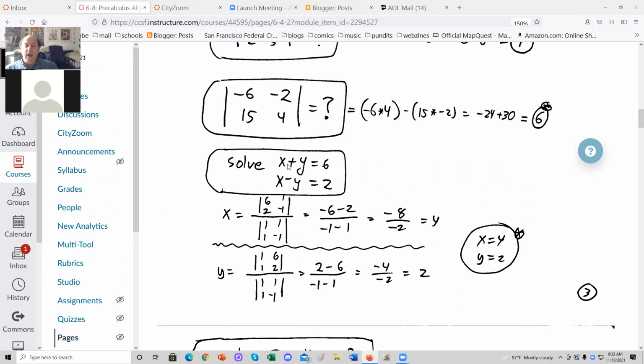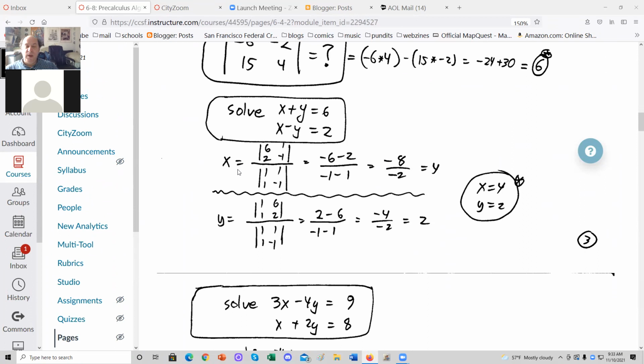To solve x plus y equals 6 and x minus y equals 2, here's what we do. For x and y, we put the determinant of 1, 1, 1, negative 1 in the denominator. For x, we put 6, 2 in the first column: 6, 1, 2, negative 1. For y, we put 6, 2 in the second column: 1, 6, 1, 2.